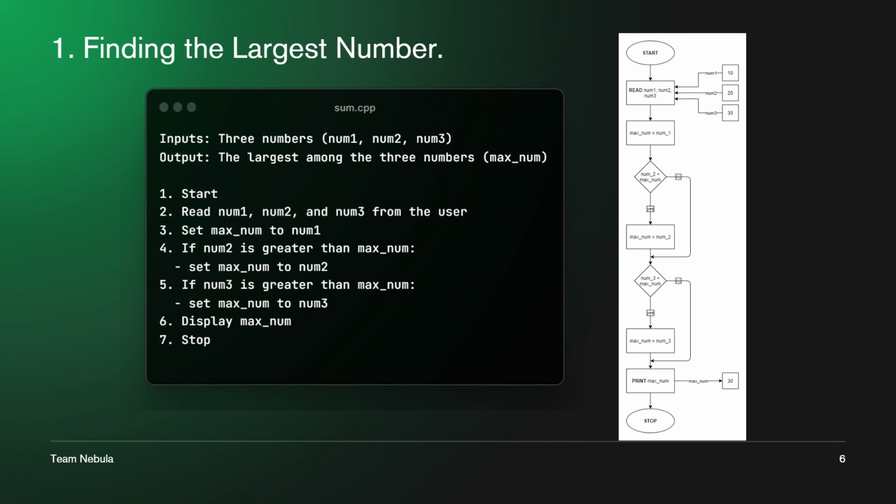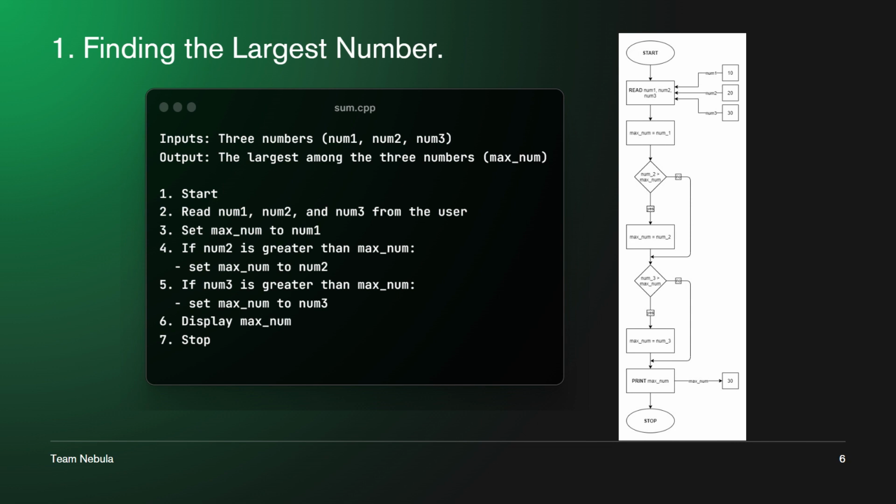Algorithm examples. Now that we understand the qualities of a good algorithm, let's explore some more examples. Finding the largest among three numbers. An algorithm that takes three numbers as input and determines the largest among them. The process begins by prompting the user to provide values for these three numbers.